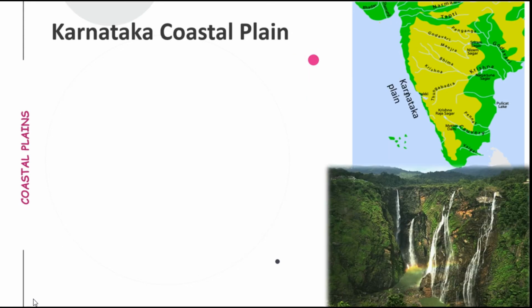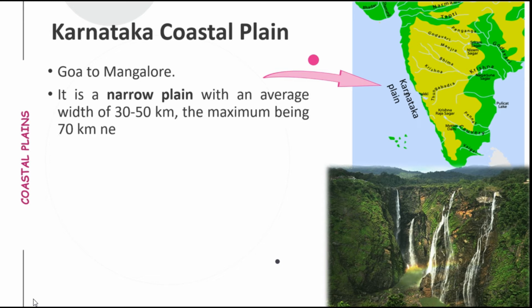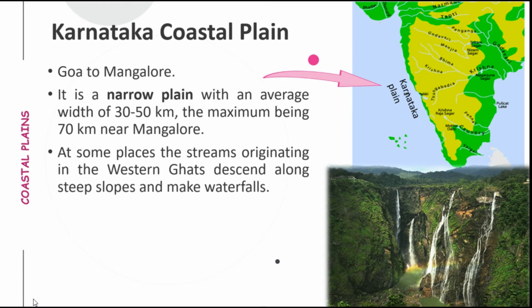Next classification is the Karnataka coastal plain. It extends from Goa to Mangalore. It is a narrow plain with an average width of 30 to 50 km, the maximum being 70 km near Mangalore. In some places, the streams originating in the Western Ghats descend along the steep slopes and make waterfalls.